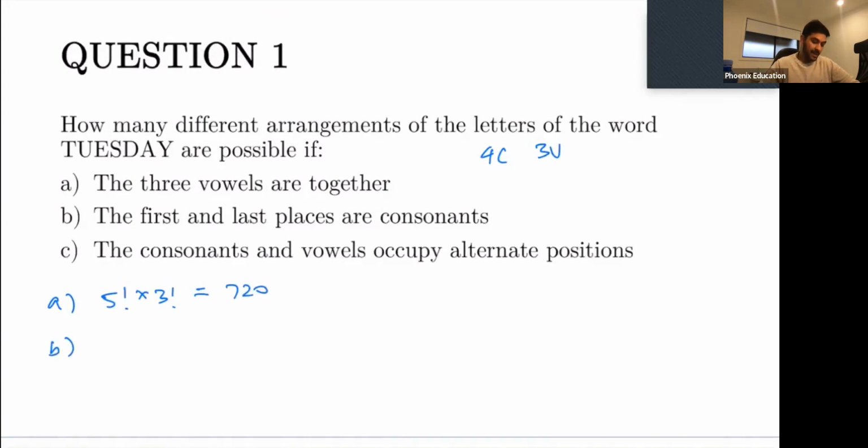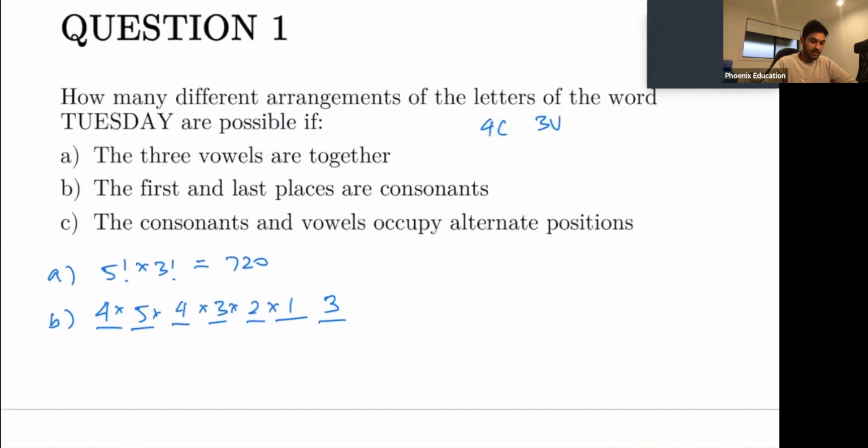Okay. Part B, the first and last places are consonants. So there's 7 letters. So 1, 2, 3, 4, 5, 6, 7. If the first letter is to be a consonant, we have 4 options to choose from for the first letter. If the last place is also to be a consonant, we're left with 3 options to choose from. And in between, we've used 2 letters out of the 7, so for the second letter, we have 5 options. For the next, we have 4, and then 3, and then 2, and then 1. So if we multiply this out, this is just the same as 5 factorial times 4 times 3. This comes out as 1,440.